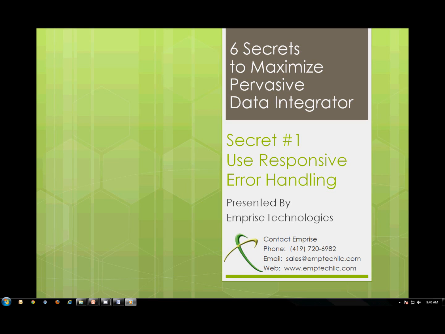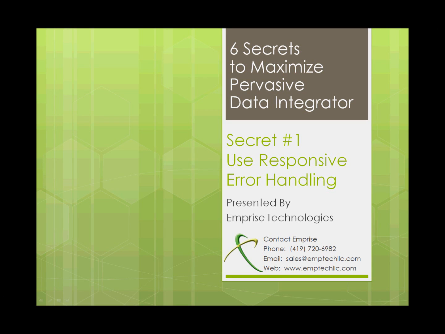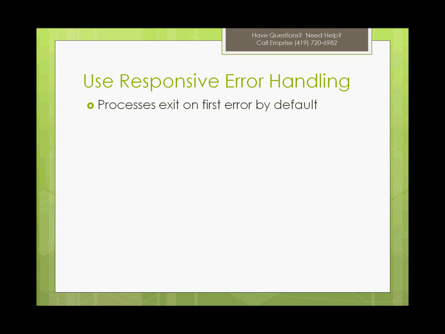The first secret to maximizing Data Integrator is to use responsive error handling. In most cases, our customers want to react and handle errors as they occur. By default, Pervasive will exit a process as soon as an error is encountered. Alternatively, a process can be configured to allow errors, which will allow the process to continue executing through completion regardless of an error occurring. What we have found is that neither option is practical.